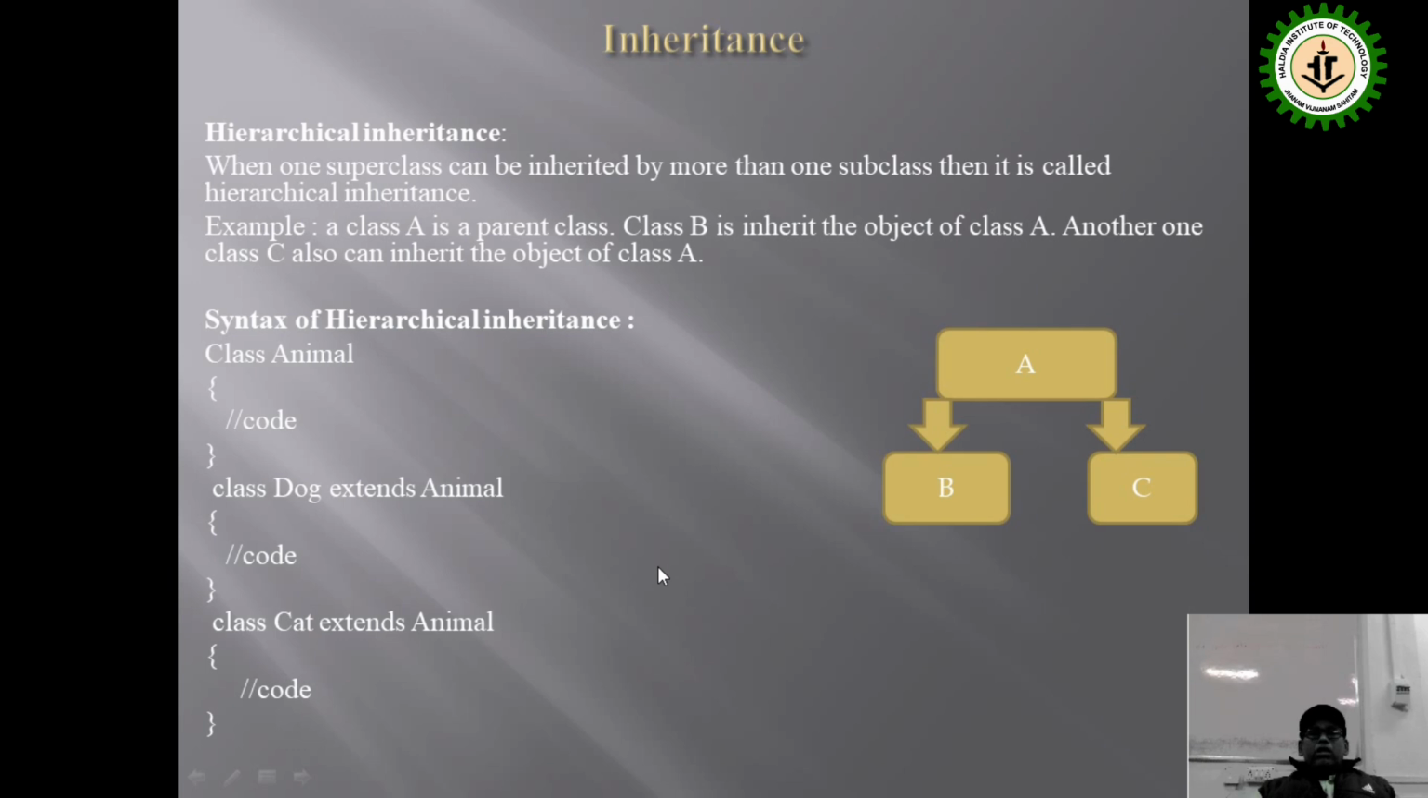Now hierarchical inheritance. When one superclass is inherited by more than one subclass, it is called hierarchical inheritance. Suppose class A is a parent class. Class B inherits from class A and another class C also inherits from class A. This is the syntax of hierarchical inheritance. Simple, just a simple syntax.